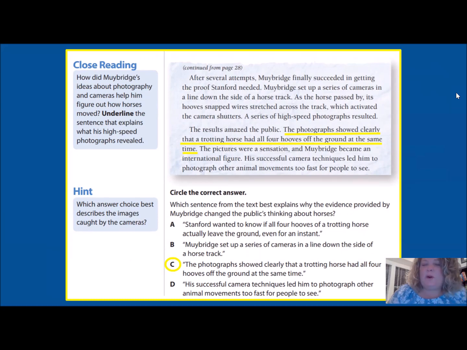So I want us to look at one more thing before we go. Remember I said there could be more than one effect. So let's go back to me forgetting to charge my cell phone. I couldn't call for a tow truck, and I couldn't let my principal know that I was going to be late. So another effect that happened as a result of the photography that this gentleman conducted was that he began to photograph other animal movements that were too fast for people to see. So I just wanted to show you that one last little example of how we can have multiple effects.